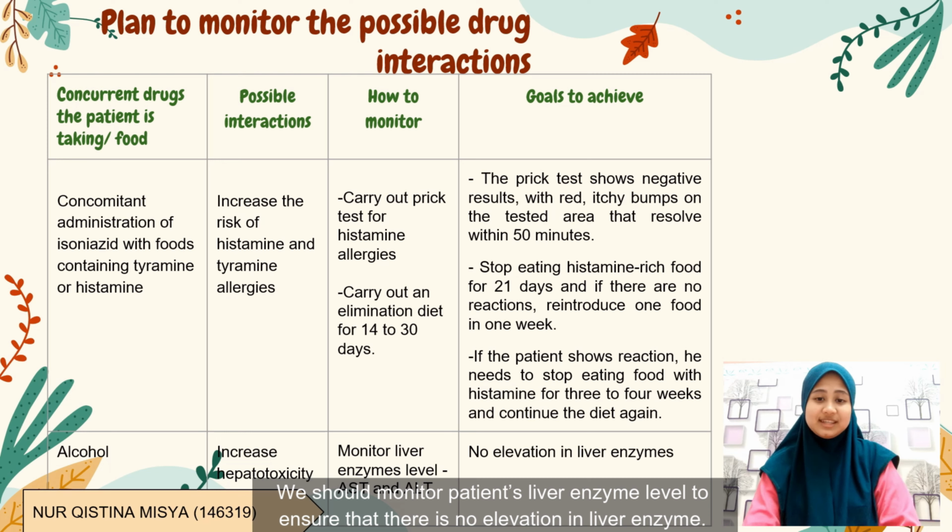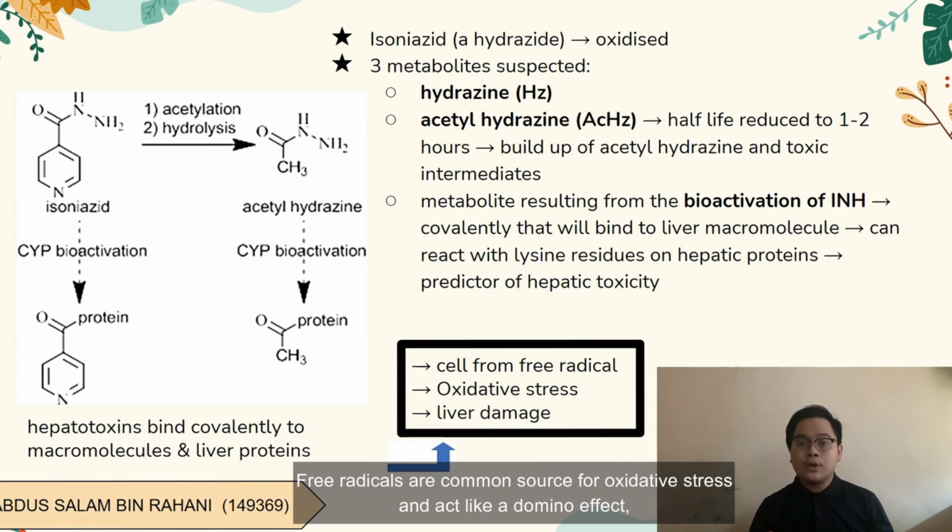With slow acetylators, the half-life is between 2 to 5 hours, but with fast acetylators, the half-life is reduced to 1 to 2 hours, leading to a build-up of acetylhydrazine and the toxic intermediates. These hepatotoxins are able to bind covalently to macromolecules and liver proteins, causing necrosis of cells and forming free radicals. Free radicals are a common source of oxidative stress and act like a domino effect, leading to liver damage, causing elevation of liver enzymes.